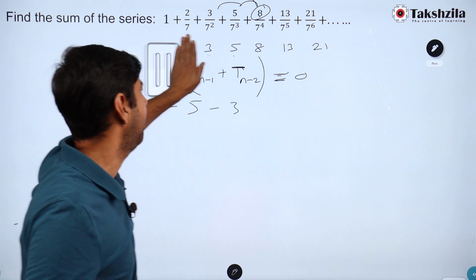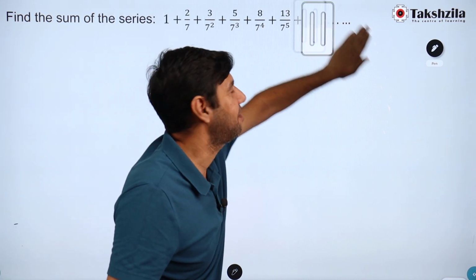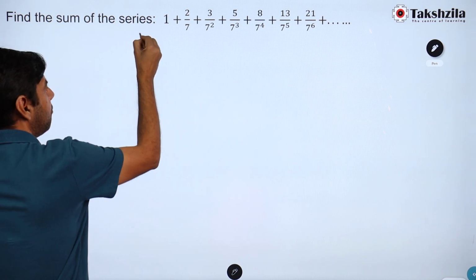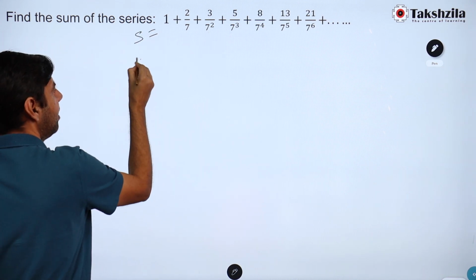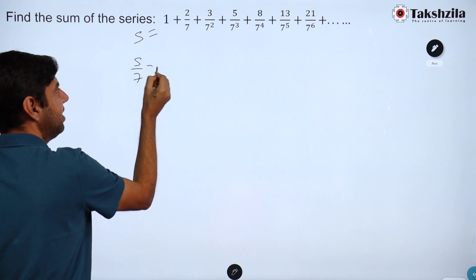I think this is a good enough hint, students. Now you should take a pause and try it yourself. So I'm going ahead to save time. I'm finishing it off very quickly. So we have S. So what I'll do is I'll do S by 7.